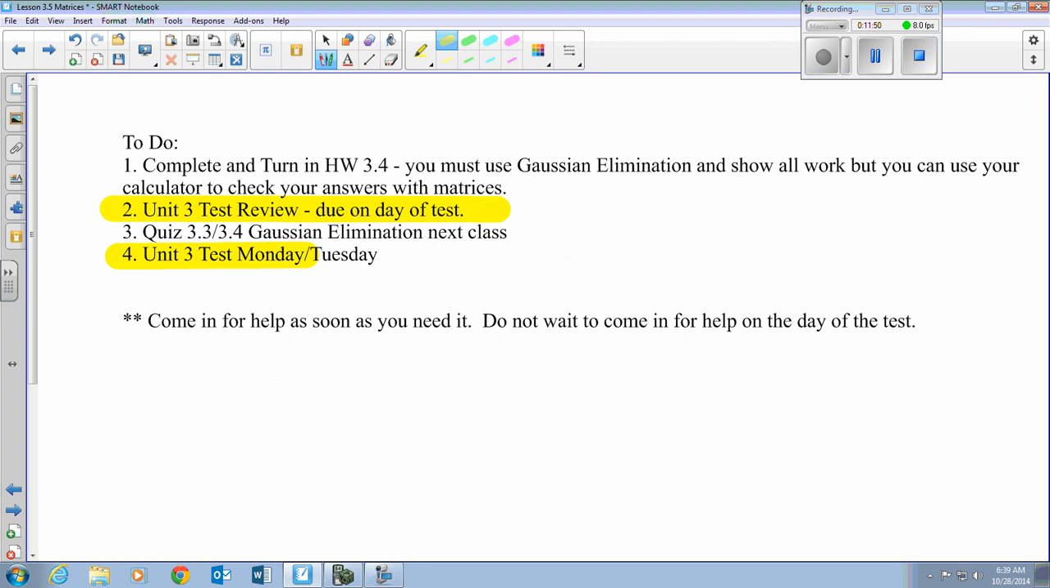Before you leave today, make sure that you turn in homework 3.4. You can use your calculator to check, but I have to have all of your work turned in with your homework 3.4. So homework before you leave. Once you're done with that, start working on your review and preparing for your quiz, and I will see you next class. If you need any help, I will be here tomorrow.